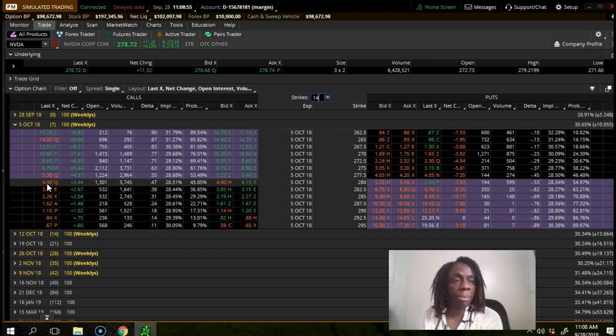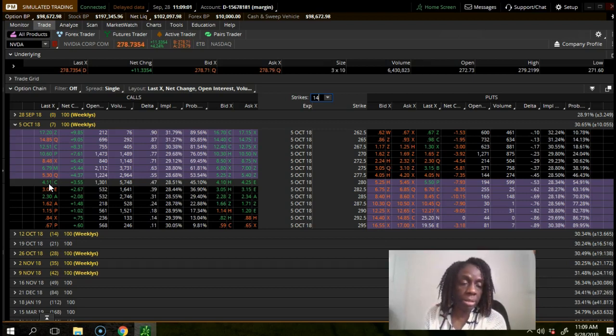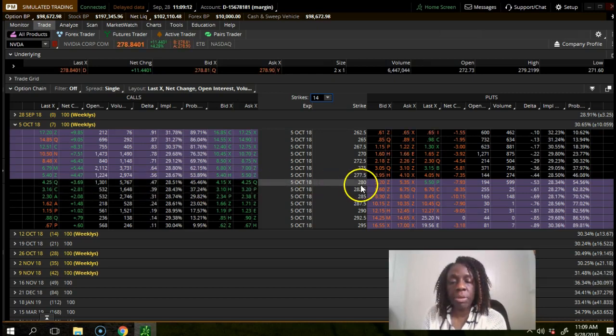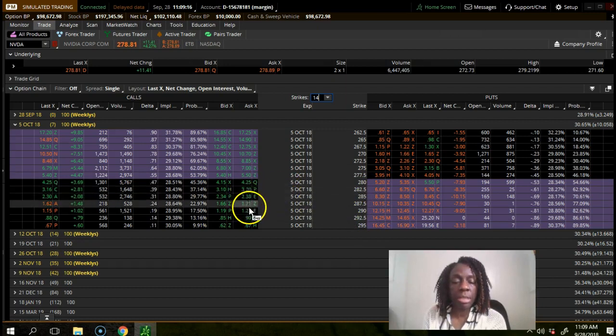It says $4 here, but bear in mind this is for every 100 shares. So you multiply by 100. So this $4.11 is actually $411 you're going to pay for this contract. The further out you go in price, from 280, 285 and on, the cheaper the contract becomes.